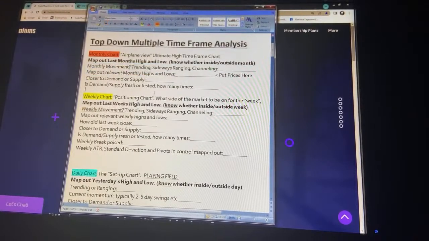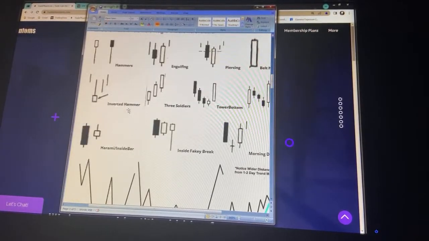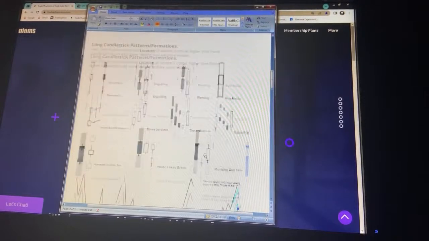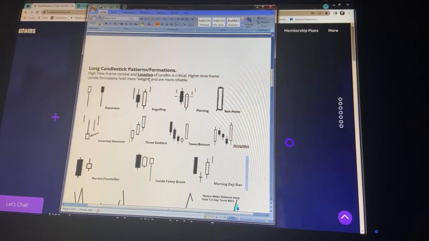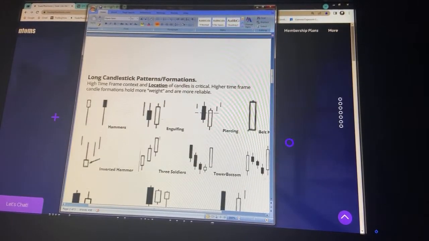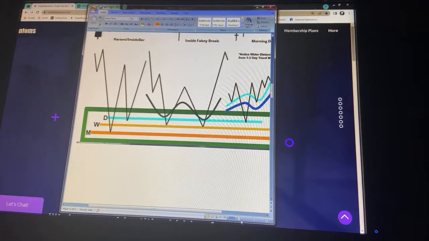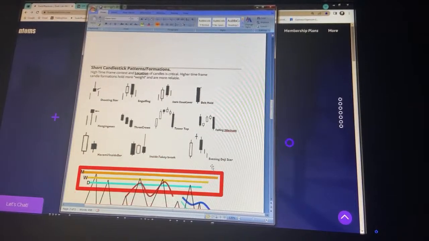I'm not going to read everything here, but this is super important. I bring this up every day. This is a quick reminder. We've got a couple of candlesticks here, location being most important for bullish. Okay, bullish candlesticks off monthly, weekly, daily, and then we drill down to the smaller time frames. We also have the bearish candlesticks here in addition to that.